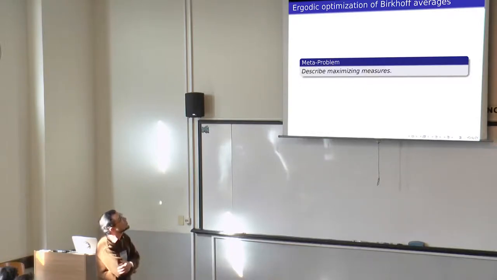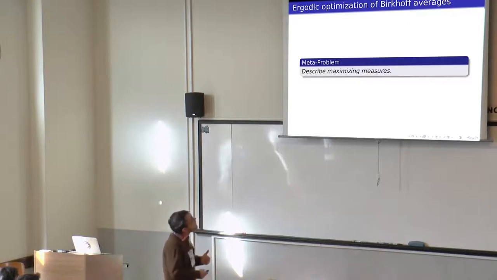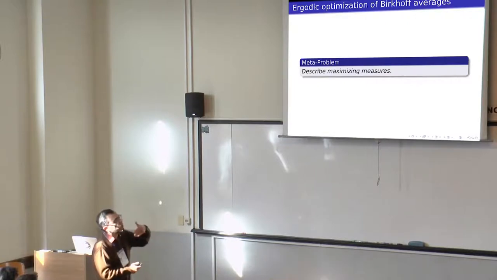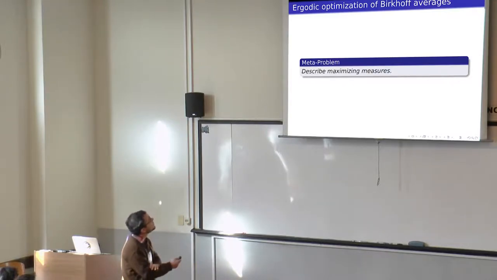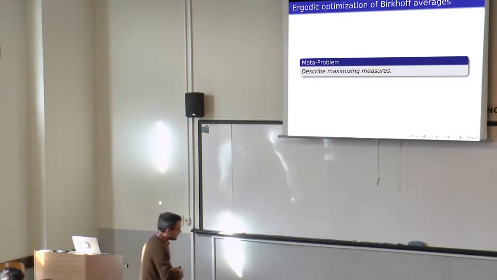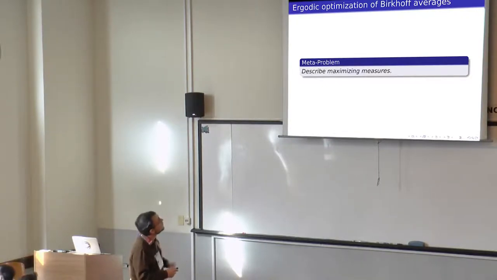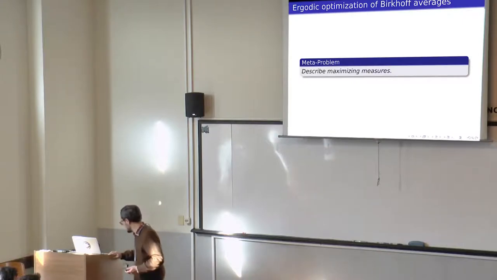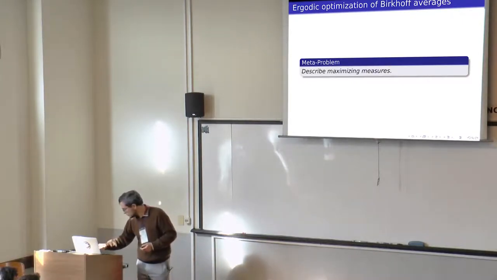This is called ergodic optimization of Birkhoff averages. You want to find points for which the orbit has this asymptotic average as big as possible, let's say. Let's focus on maximization, because minimization is essentially the same problem here. Describing the orbits may be kind of messy, so maybe the more convenient way of dealing with this is trying to describe the maximizing measures. Let me call this the meta problem because it's extremely vague, but this is essentially the main problem in this topic.